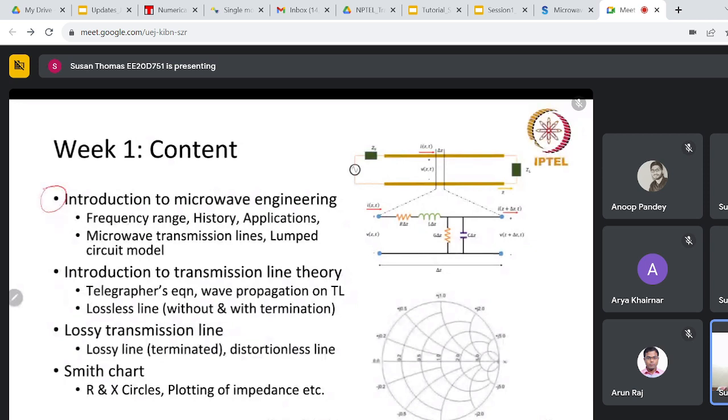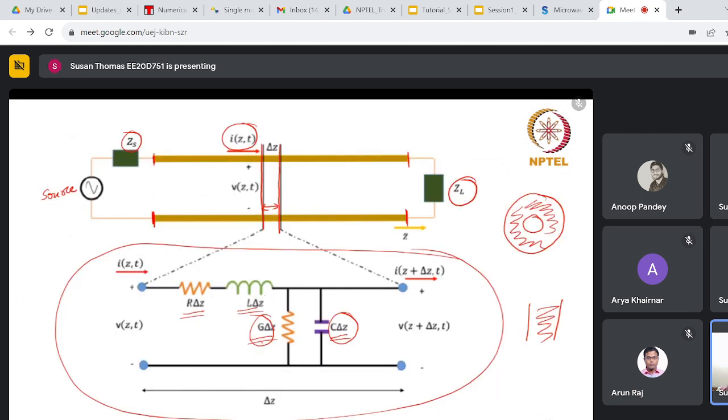Coming to the second lecture, you had the transmission line theory, where you derived the telegrapher's equation, and you have also come across the wave propagation on the transmission line, the wave equations. The very important thing to discuss here is what is the lossless line. As I discussed about the lumped circuit model, can you tell what is the definition of a lossless line, or what happens in case of a lossless line?